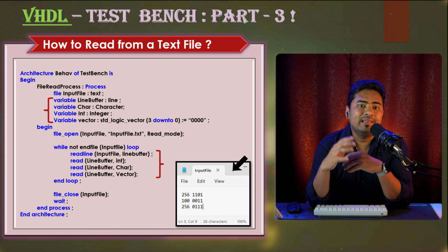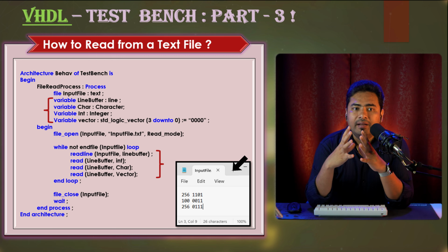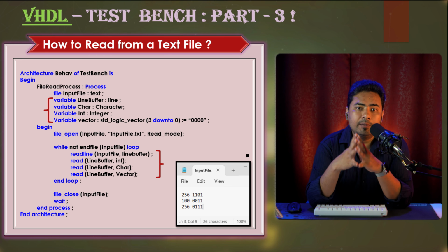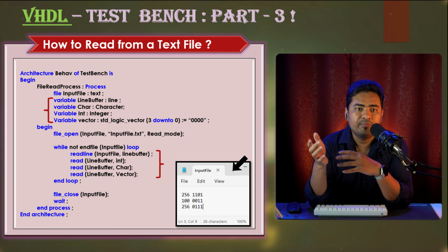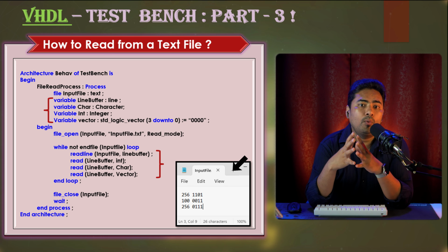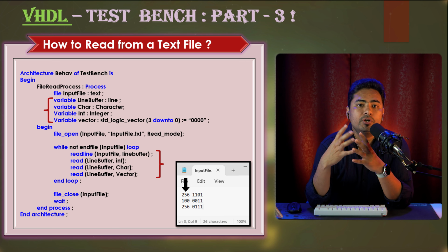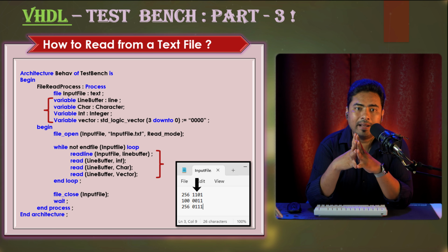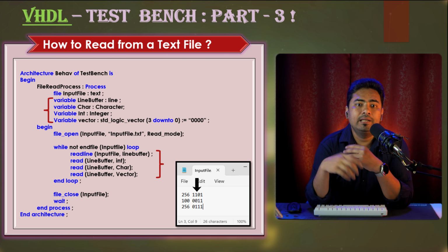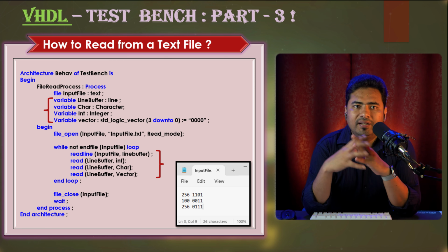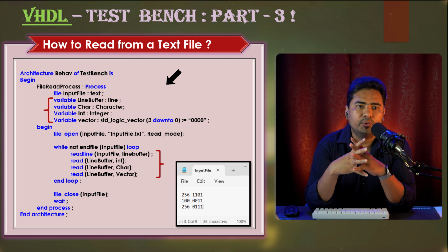So first look at this text file. The name of this text file is inputfile.txt, and we will read data from this text file. So you can see we have 2 columns here. The first column has integer data type and the second column has 4-bit std_logic_vector data. Now let's move to the VHDL code.